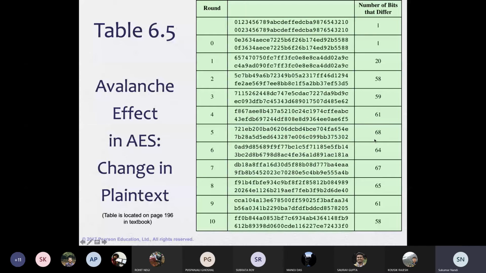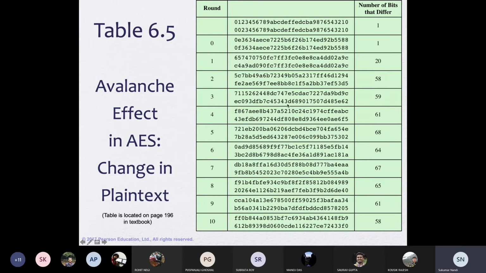A piece of key, which is available in the book, you can find it out. It ran for 10 rounds. And how much is the difference in Hamming distance? In the first case, 1. After add round key, the same key is added in both cases, so obviously it will be 1 difference. After the first round, the Hamming distance became 20.